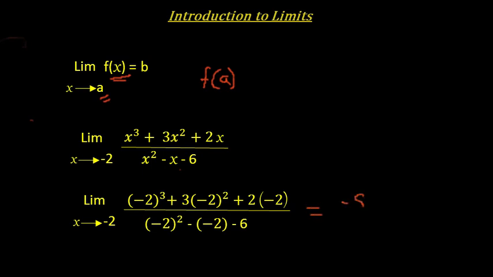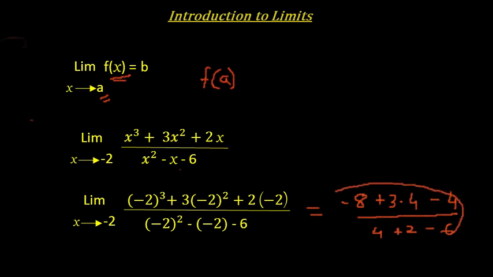So the first one is minus 8. This is plus 3 into 4, and this is minus 4, whole divided by 4. This is plus 2, and this is minus 6, which gives us this whole thing. When you do the arithmetic, it gives you 0 divided by 0. It's an indeterminate value.